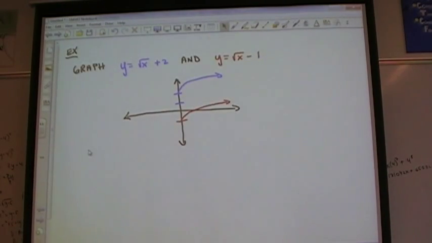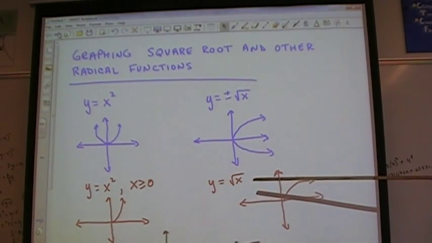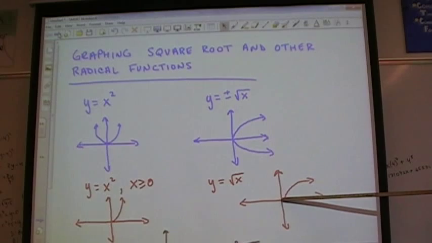First example, all we're doing is translating. So this is going to work off of the second red graph up there, y equals square root of x. All we're going to do is translate. What's your starting point up here? 0, 0. You can't go into the negatives for the x values. You got to start at 0, 0.